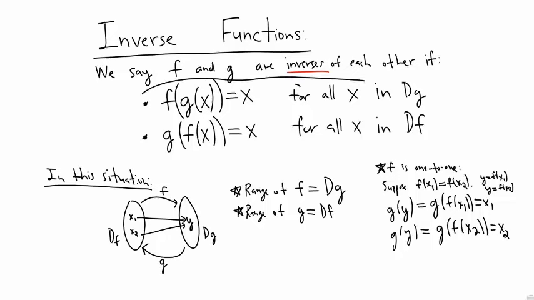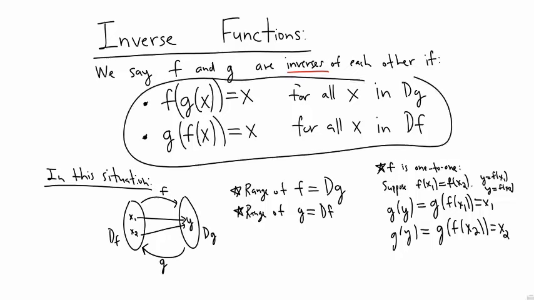Remember these conditions. So we have this and this. Since g is a function, g of y can be only one thing. So x1 equals x2. So f is 1-to-1. And the same for g.